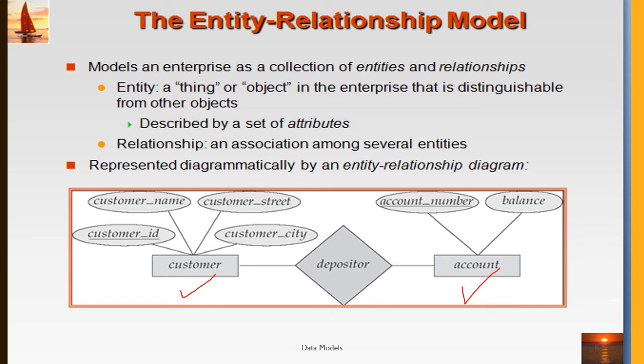And there is a relationship between these two entities, and the relationship here is a depositor. Customer is a depositor for an account. We can read this as follows. So relationship is an association among several entities. And in the case of entity relationship model, these entities, their attributes and the relationships can be represented diagrammatically using a diagram known as entity relationship diagram. This is a simple example of a small entity relationship diagram.